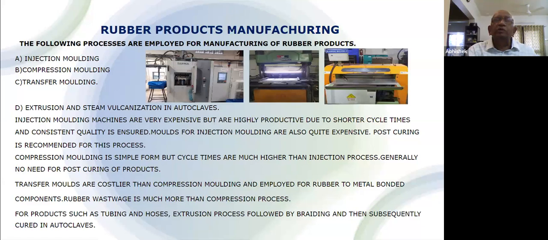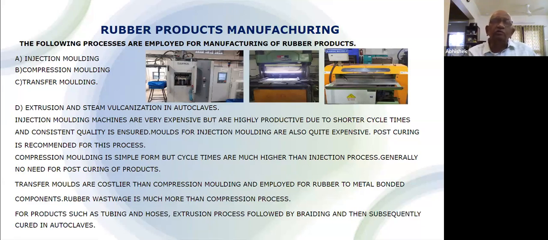Now, as per the process flow, we have come up to the compound approval. Briefly, we'll see how the rubber products are manufactured. The following processes are employed for manufacturing of rubber product. One process is called the injection molding process. Second is the compression molding process. Third is the transfer molding process.